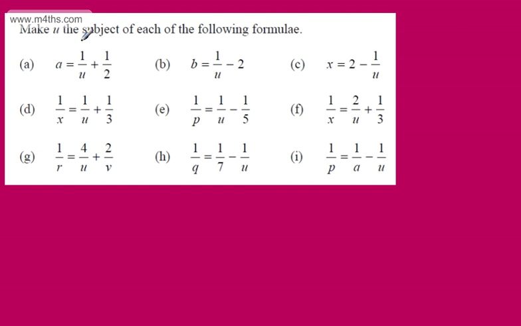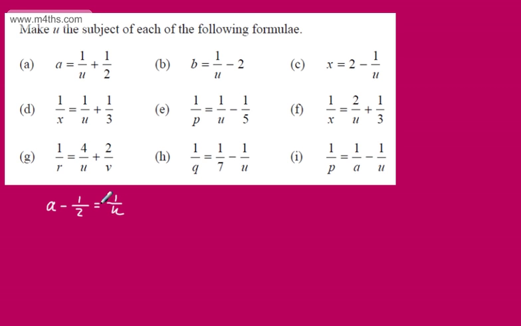So we're asked to make u the subject of each of the following formulae. So a is equal to 1 over u plus 1 half. The first thing I want to do is get 1 over u by itself. So I'm going to subtract half from both sides. So a minus 1 half is equal now to 1 over u.